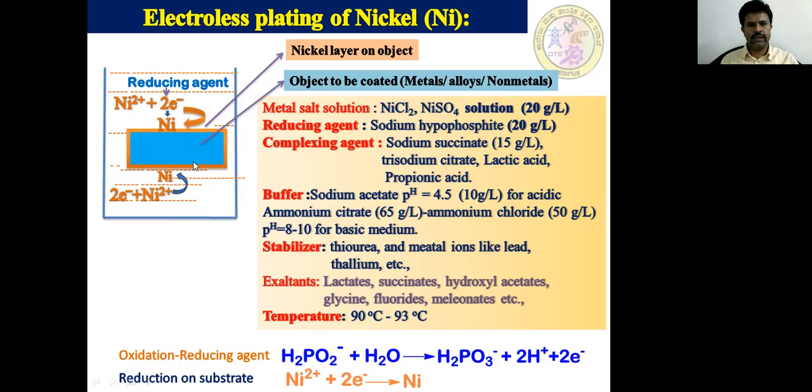So after maintaining all these conditions, the oxidation reaction occurs at the reducing agent. That reducing agent will undergo oxidation. You can see here sodium hypophosphite will undergo oxidation, and it releases electrons. The released electrons are gained by nickel 2 plus ions present in the solution, and it becomes neutral nickel, and it will deposit on the surface of the substrate. So these are the reactions that occur during the process.